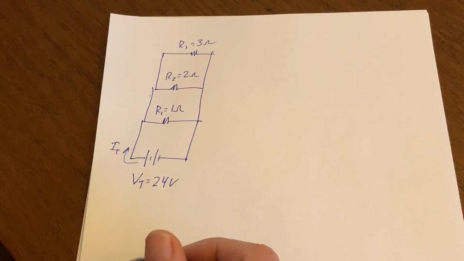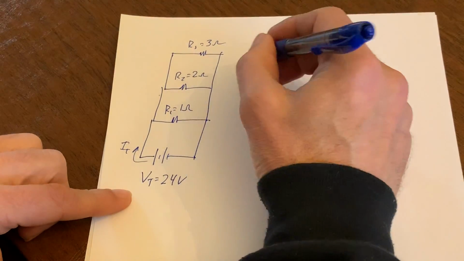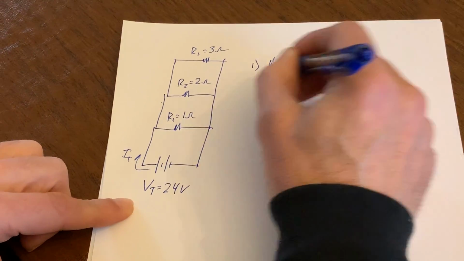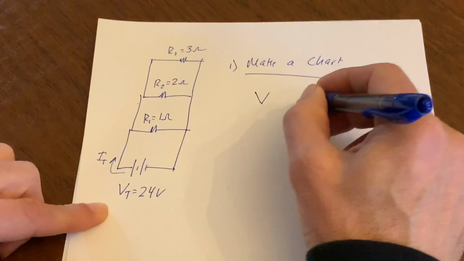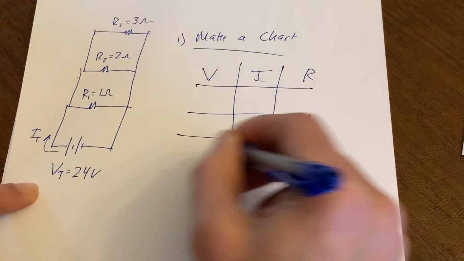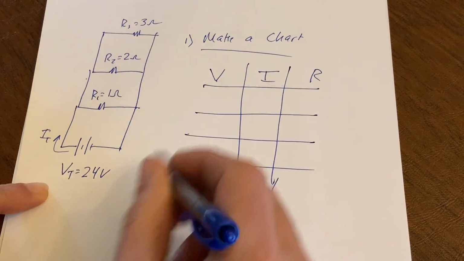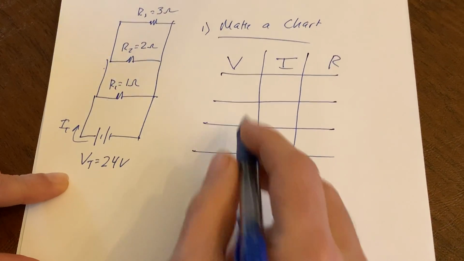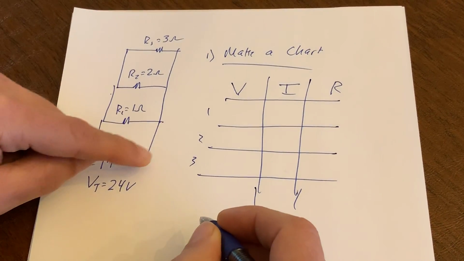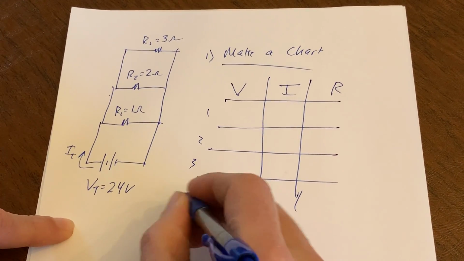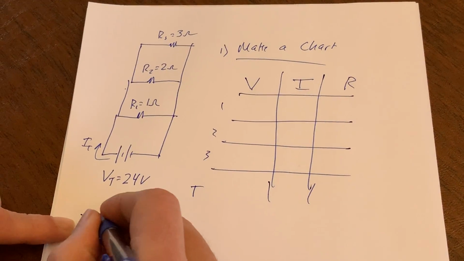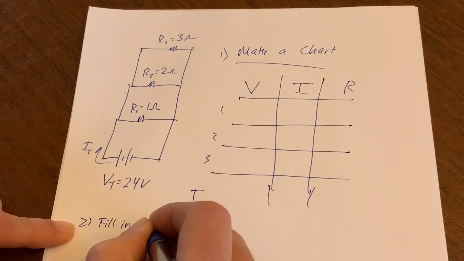What's the first thing we have to do? Just like last time, we are going to make a chart. And as always, my chart is headed V, I, R. Why VIR? Because this is Ohm's law. The columns are V, I, R. How many rows? Always one more row than resistors, because we want and need the battery. So number 1, make a chart. Number 2, fill in our known values.